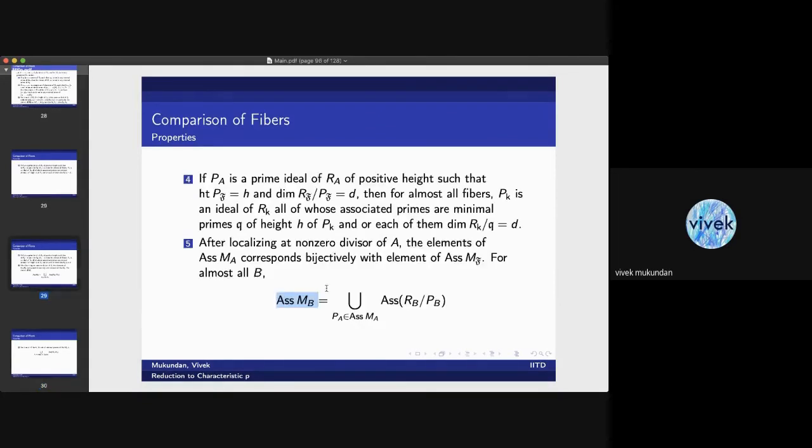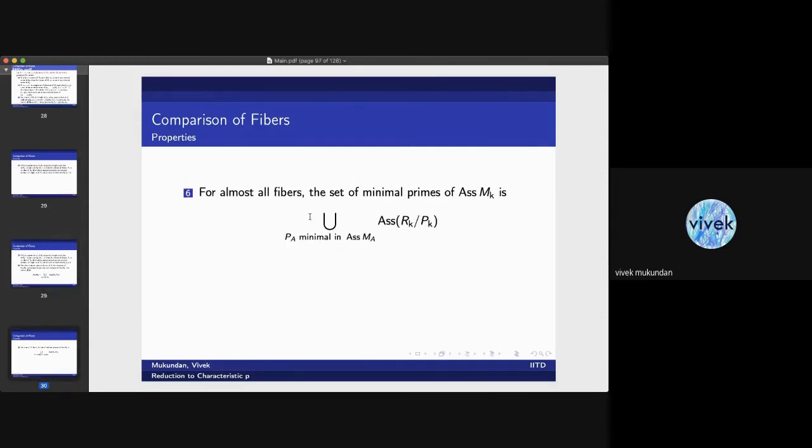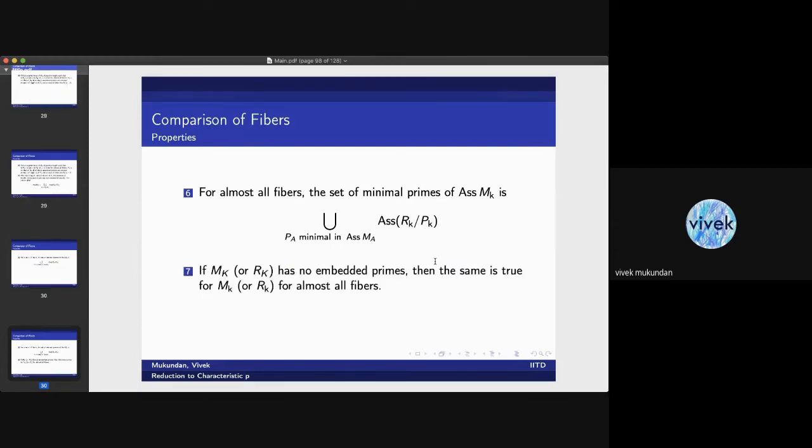Okay. One small part, you can get directly by expansion and contraction. You don't need generic freeness. Just localize at a non-zero element and you should be able to get it. Now, for almost all fibers, the set of minimal primes of M_K is nothing but the union over the minimal primes of M_A of the fibers' associated primes of R_K mod P_K. And if M_A or R_A has no embedded prime, then the same is true for M_K or R_K for almost all fibers.